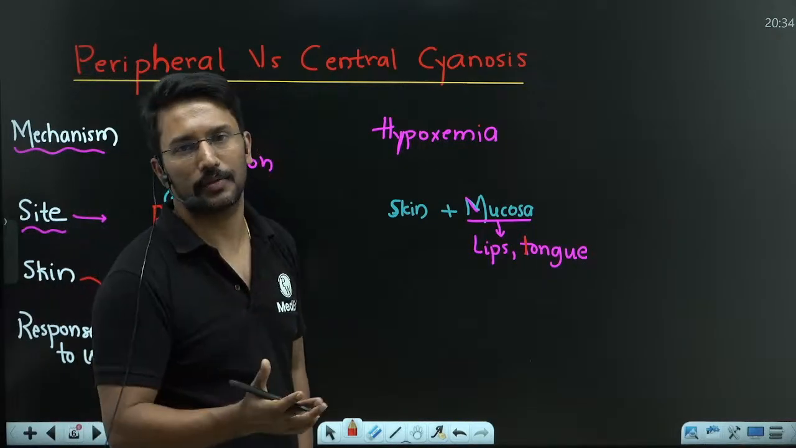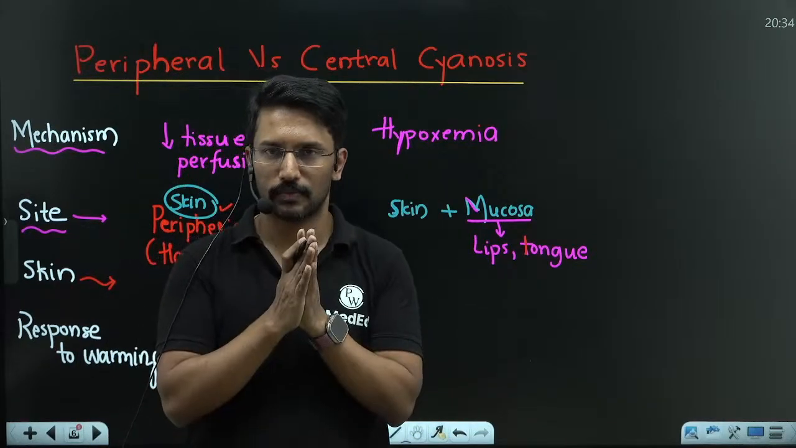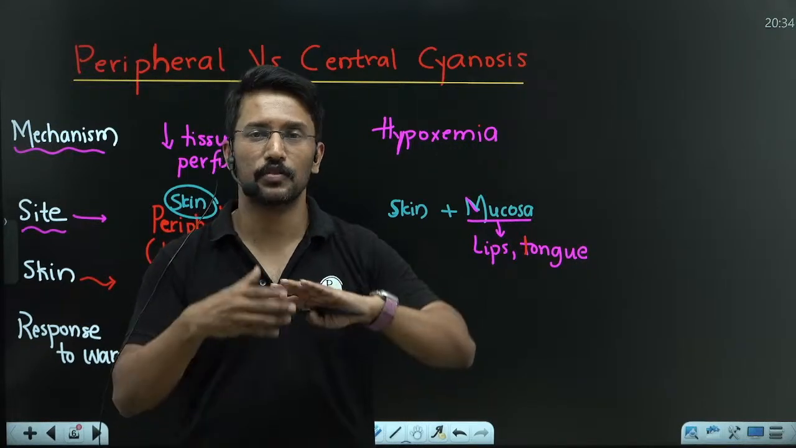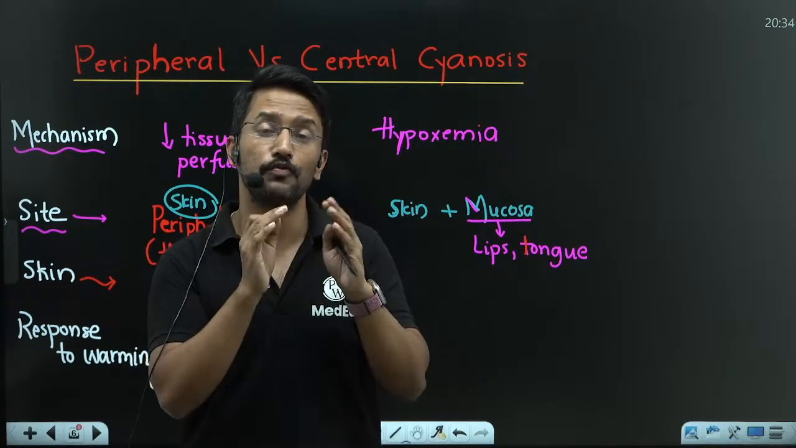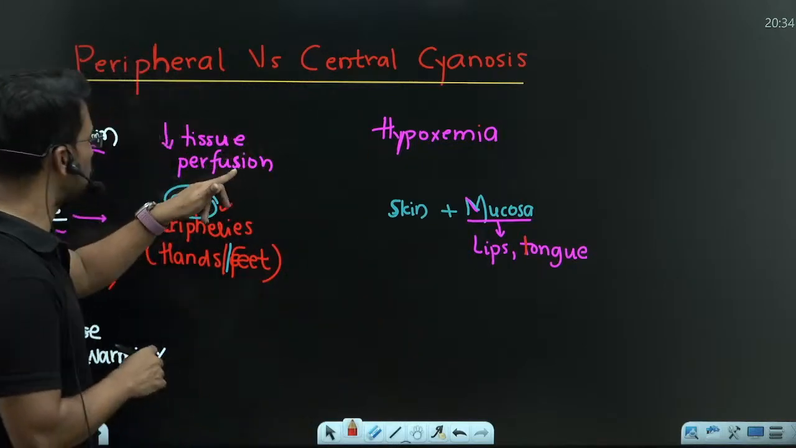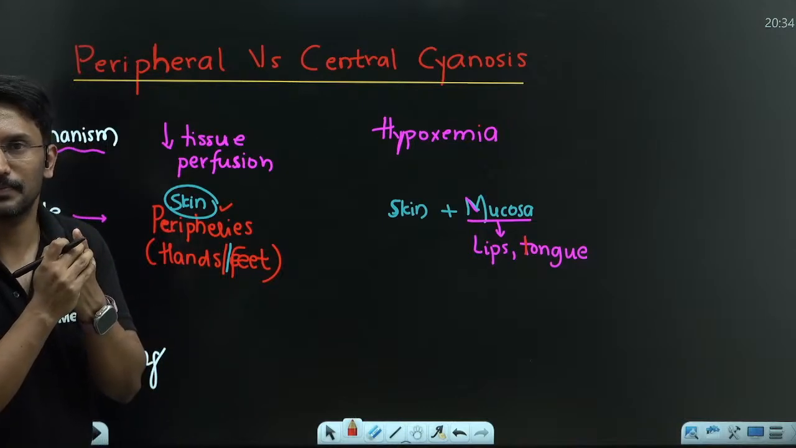Now, another feature that helps me differentiate whether I have peripheral cyanosis or central cyanosis is the handshake. We say shake the hand of the patient who is having cyanosis. What information will it give me? It will help me assess whether the peripheries of the body are warm or cold, right? If there is decreased tissue perfusion, what will happen to the temperature of the peripheral body parts?